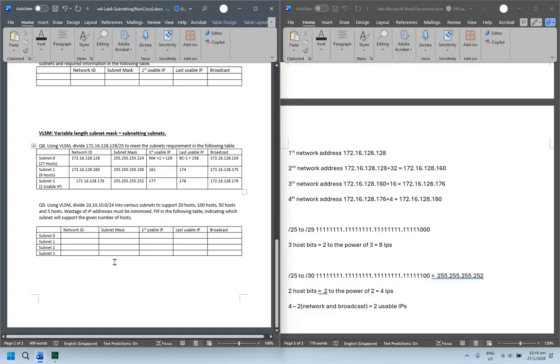So question 9 will be using the same concept of how you're going to calculate. So always remember that you should start from the biggest number of hosts to the smallest number of hosts.